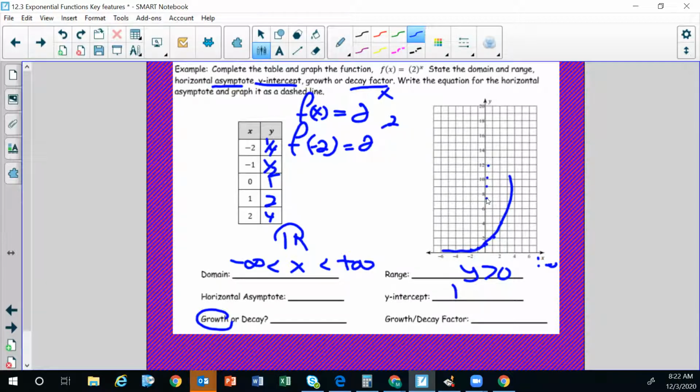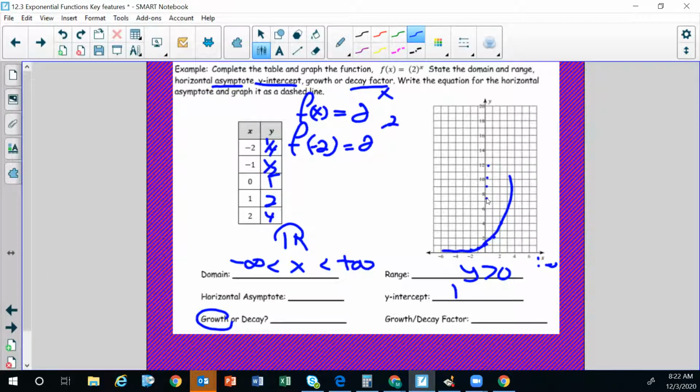Okay? Now, let's look at what we call the growth or decay factor. Does anyone know what I mean by precede? If I say Maddie precedes Joel into the class, what do I mean by that? Maddie came before Joel, all right? Maddie precedes, right? She comes before.